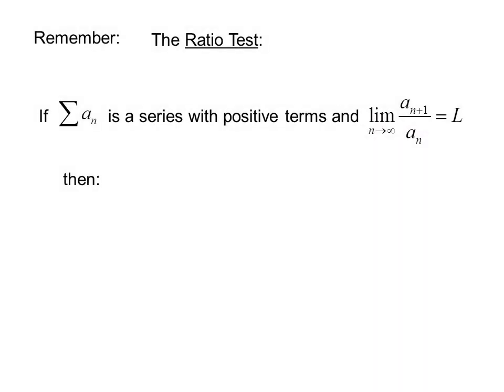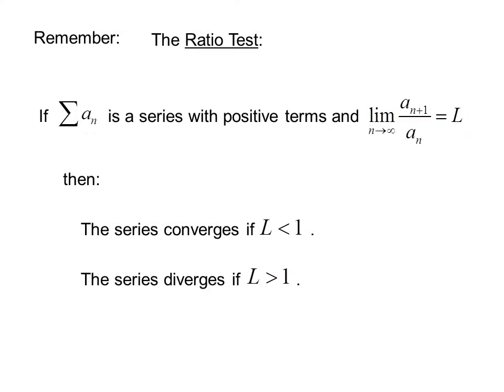Remember the ratio test. If the summation of a sub n is a series with positive terms, and the limit as n approaches infinity of a sub n plus 1 over a sub n equals L, then the series converges if L is less than 1. The series diverges if L is greater than 1. And the test is inconclusive if L equals 1.